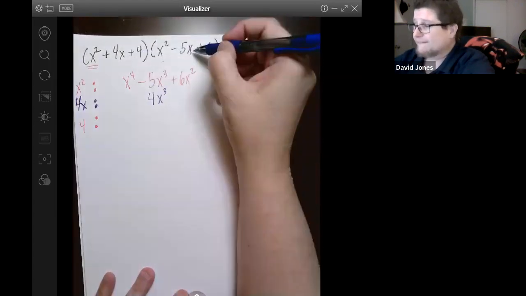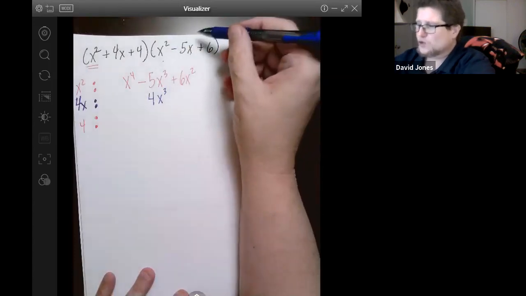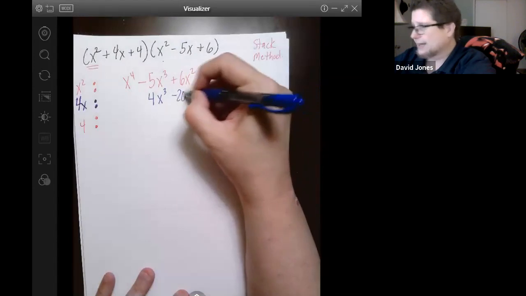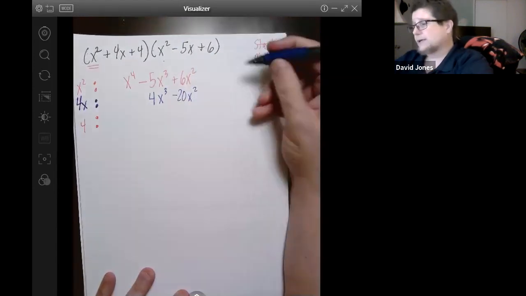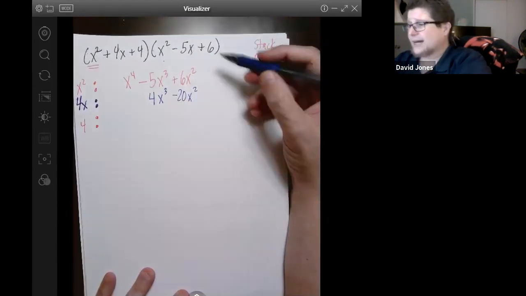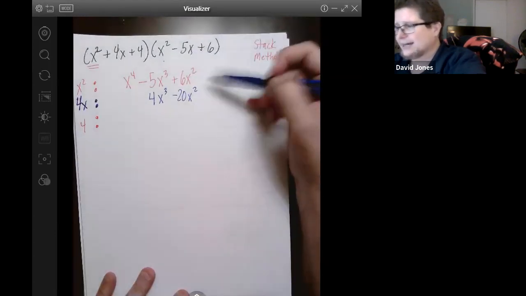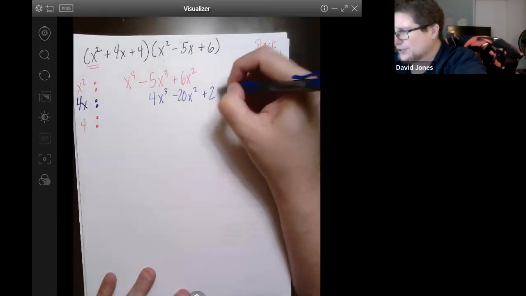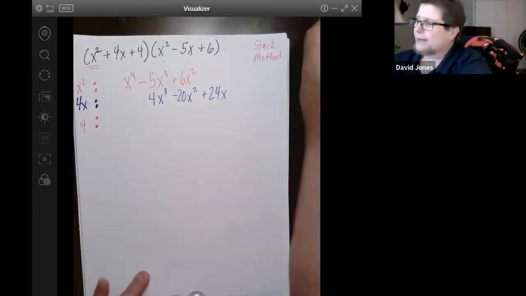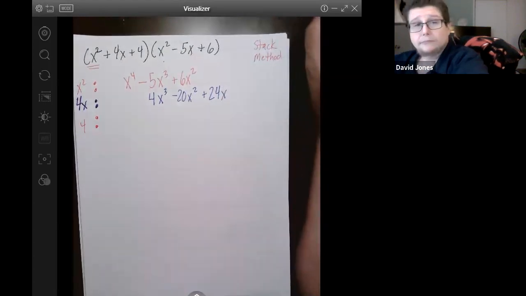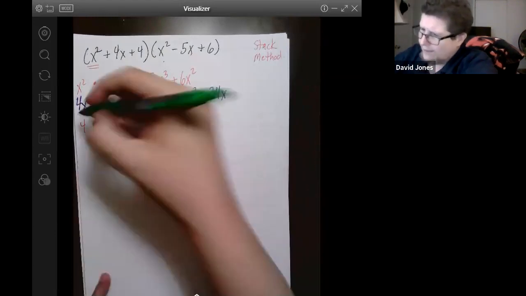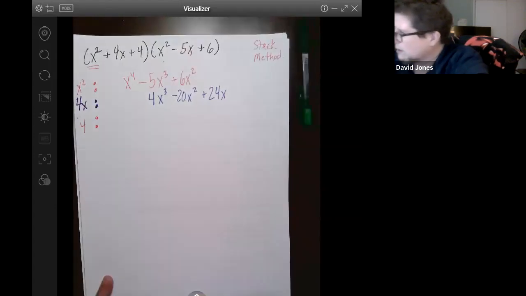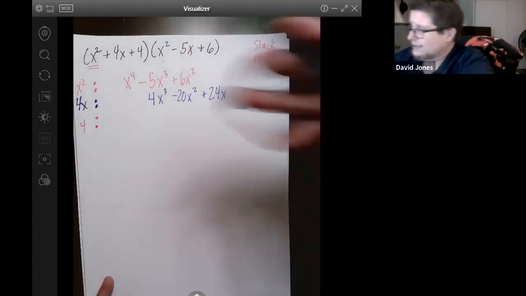4x times negative 5x, I get a negative 20. x times x is x squared, so negative 20x squared. And finally, I'll stack that under the x squareds. And 4x times 6 is 24x. I don't have a column with just an x, so I'll make a new one. And finally, we've got the last term to distribute.